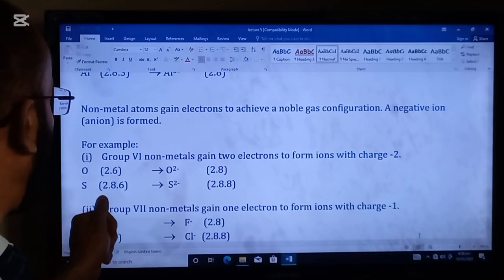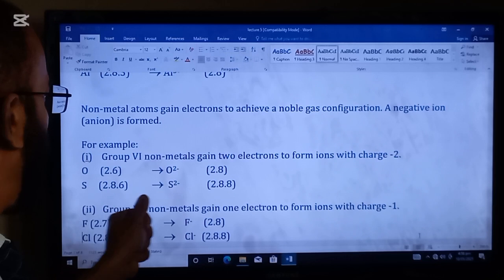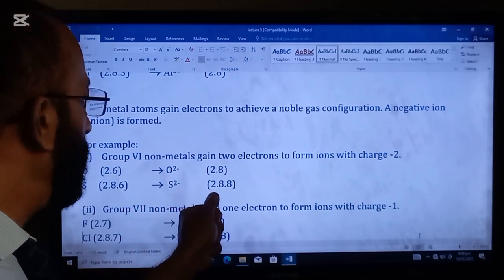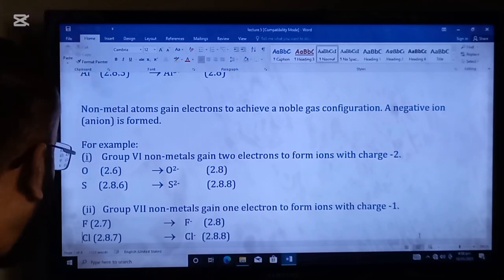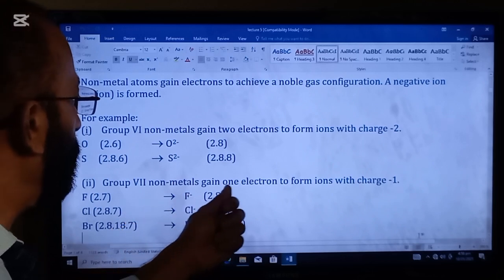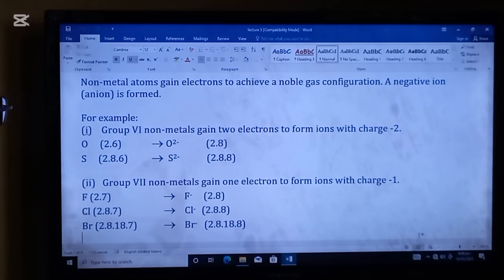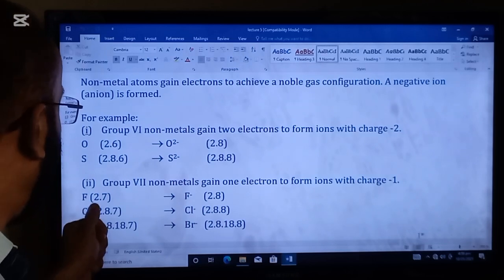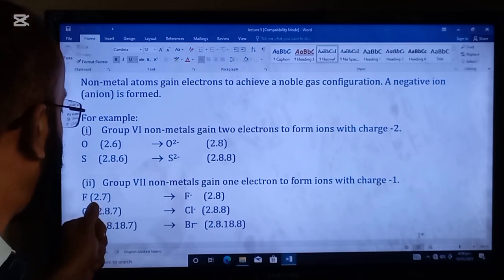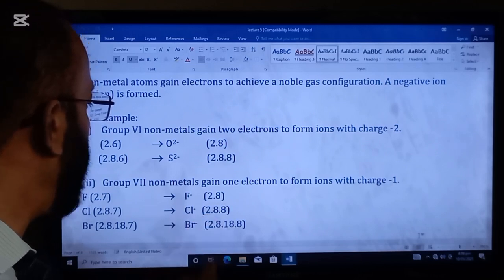Sulfur has electron configuration of 2,8,6. It will gain 2 electrons to get charge of 2-, and the electron configuration will be 2,8,8. Likewise, group 7 non-metals gain 1 electron to form ions with charge -1. Fluorine's electron configuration is 2,7. It will gain 1 electron to get the noble gas configuration, will get -1 charge now, and electron configuration will be 2,8.